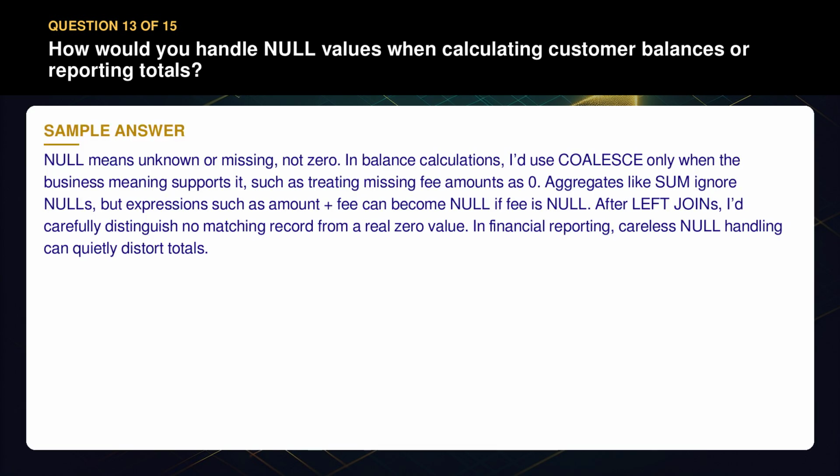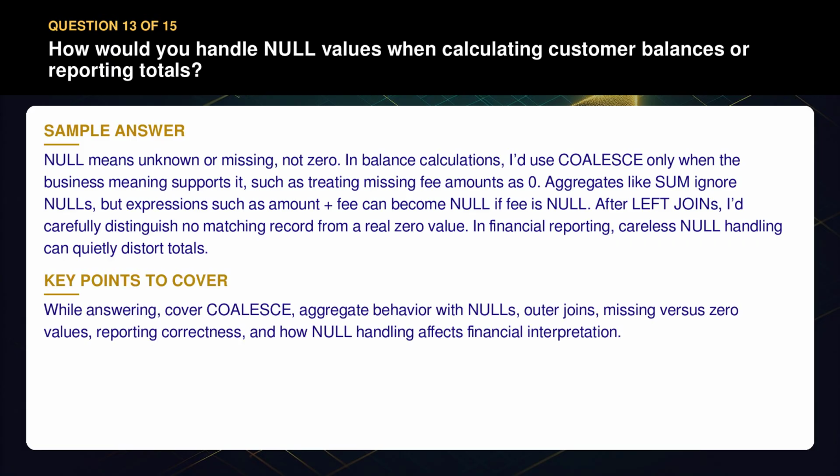Null means unknown or missing, not zero. In balance calculations, I'd use coalesce only when the business meaning supports it, such as treating missing fee amounts as zero. Aggregates like sum ignore nulls, but expressions such as amount plus fee can become null if fee is null. After left joins, I'd carefully distinguish no matching record from a real zero value. In financial reporting, careless null handling can quietly distort totals.